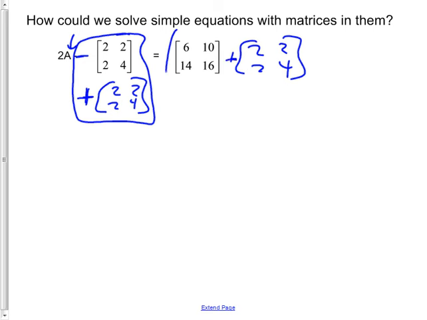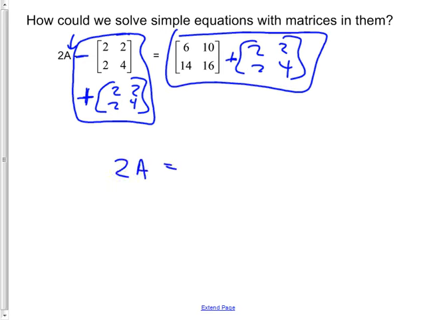Now this is the easiest of all matrix problems, so you should be able to do that in your head. 2A equals 6 plus the 2 makes 8, 10 plus the 2 makes 12, 14 plus the 2 makes 16, 16 plus the 4 makes 20. Get what I just did there? All I did is add that matrix, 2, 2, 2, 4.